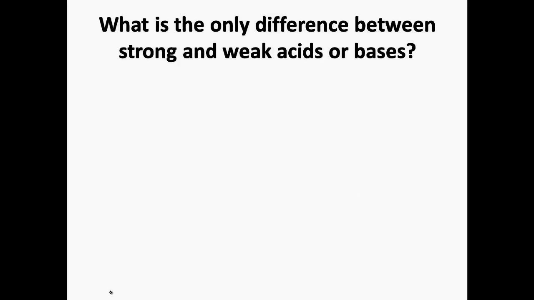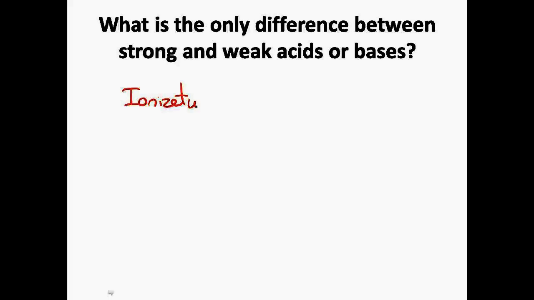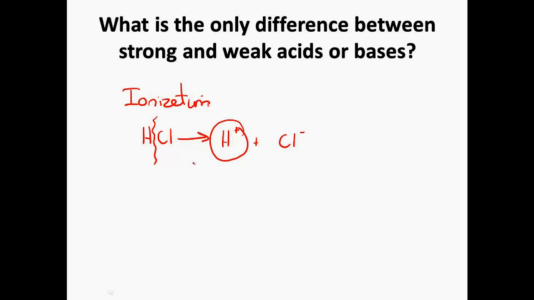So what is the only difference between strong and weak acids or strong and weak bases? I'd say the number one answer is ionization. You know, occasionally we might use the term dissociation. What we're looking at here, once again, is that in order to be considered a strong acid or a strong base, you must ionize completely, therefore contributing a major or maximum number of H pluses to the solution.